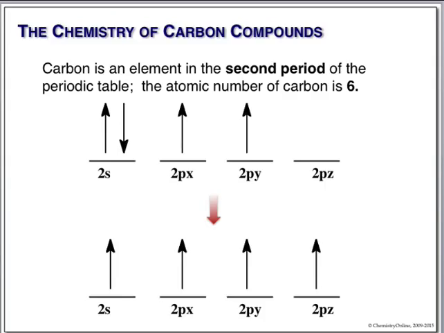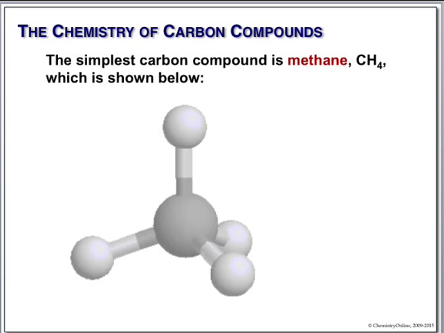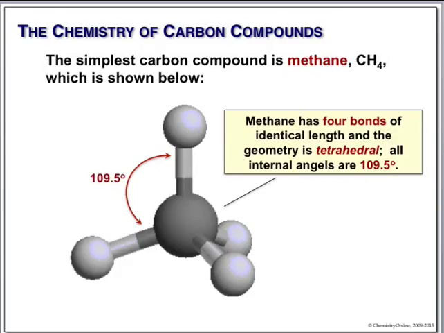Now, according to the valence shell electron pair repulsion theory, we would expect something that forms 4 bonds to be tetrahedral. And in fact, carbon is. This is methane. It's the very simplest of carbon compounds. 1 carbon in the middle and 4 hydrogens. This is tetrahedral geometry. That means that all of these angles are all the same, 109.5. All the distances here are exactly the same.